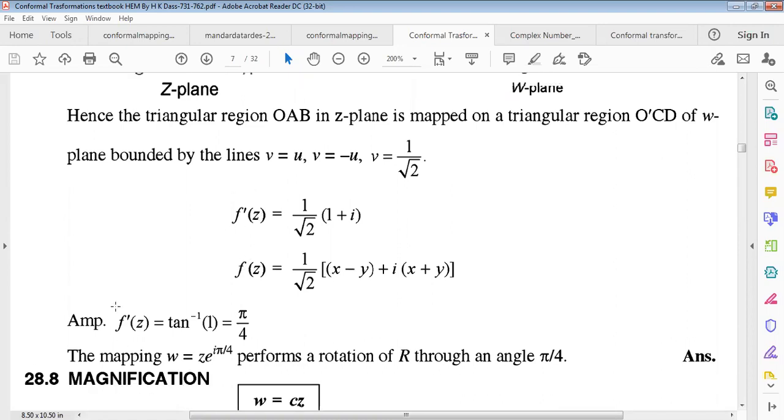Now the amplitude of f dash z: the real part is 1, and the imaginary part is 1 into i, that means the imaginary part is 1. So tan inverse of y divided by x equals tan inverse of 1 divided by 1, that means tan inverse 1. So this will be 45 degrees. So the amplitude will be 45 degrees. The mapping w equals z into e to the power i pi by 4 performs a rotation through an angle of 45 degrees, that means pi by 4.